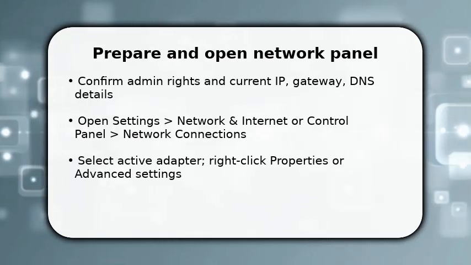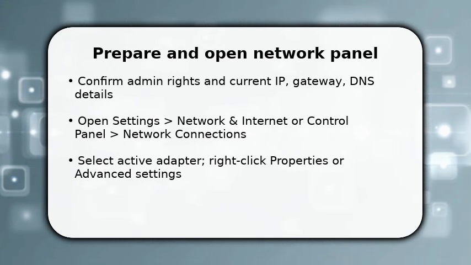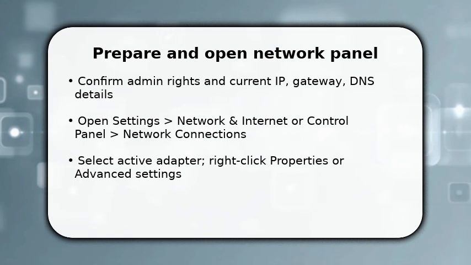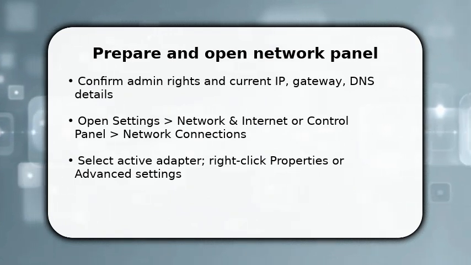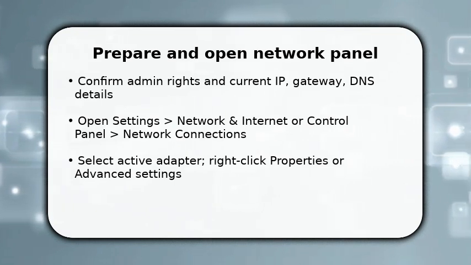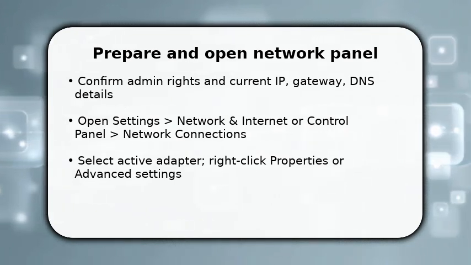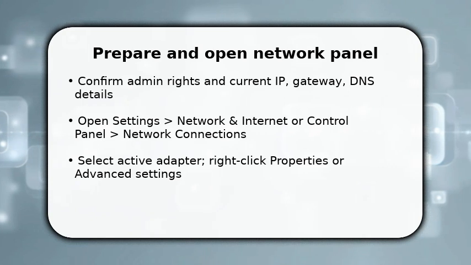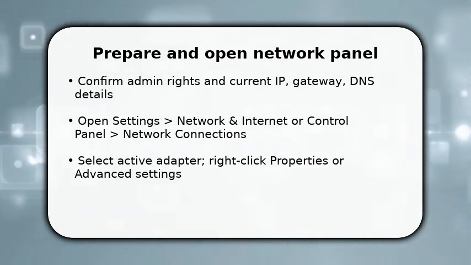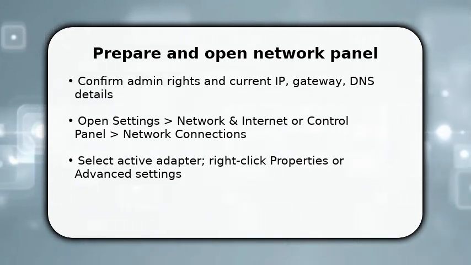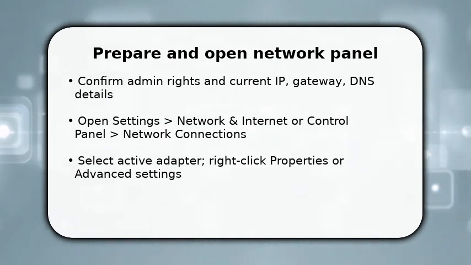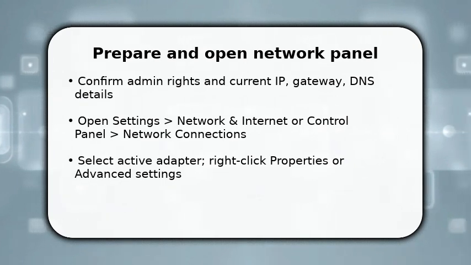You start by confirming you have admin rights and noting current IP, gateway, and DNS so you can revert if needed. Open Settings, then Network and Internet, or Control Panel and Network Connections. Make sure you select the adapter currently in use. Once selected, right-click and choose Properties or Advanced Settings to access protocol options. You're now positioned to change core parameters instead of fumbling through irrelevant menus. Keep the old values handy in case you must roll back.